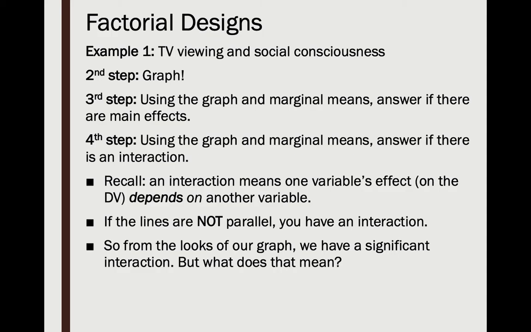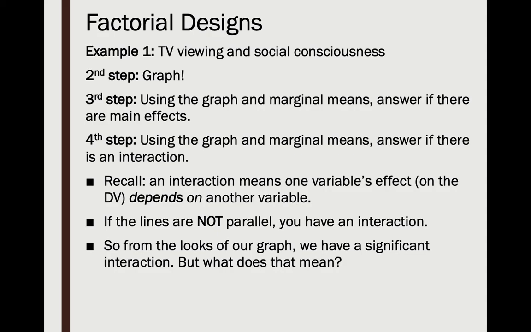And our fourth step, using the graph and the marginal means, answer if there is an interaction. This is the trickiest part, but we're going to go through it slowly. So first we need to remember that an interaction means that one variable's effect on the dependent variable depends on another variable. The effect of IV1 depends on IV2. If the lines are not parallel, you have an interaction. That's how you can tell from the graph. If the lines are parallel, meaning that they're never going to touch each other, you don't have an interaction. If they're not parallel, you do have an interaction.